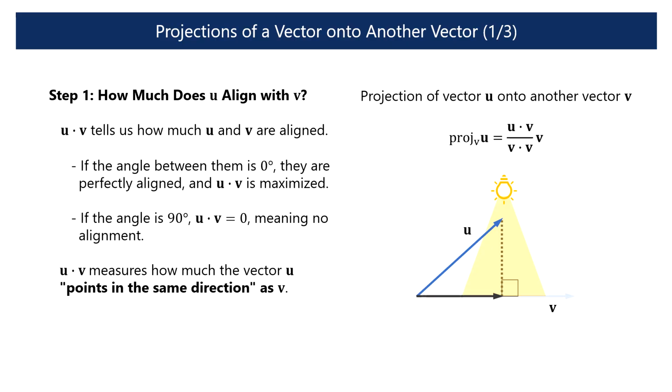Step 1. How much does u align with v? The inner product of u and v tells us how much u and v are aligned. If the angle between them is 0 degrees, they are perfectly aligned, and the inner product of u and v is maximized. If the angle is 90 degrees, they are perpendicular, and the inner product of u and v equals 0, meaning no alignment. Thus, the inner product of u and v measures how much the vector u points in the same direction as the vector v.